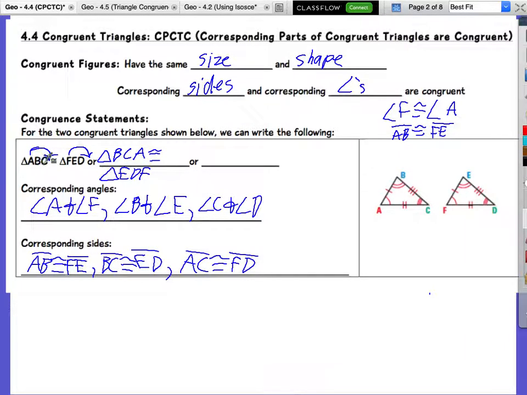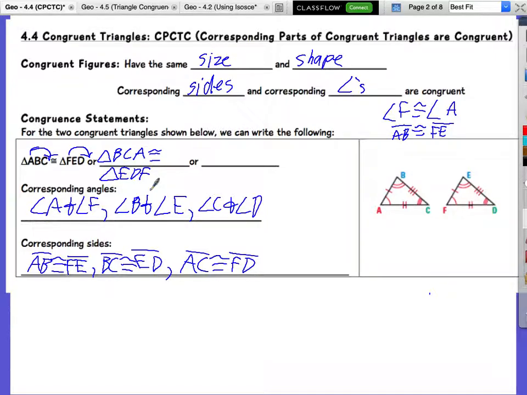Because the second one is C, which corresponds with E, or D, excuse me, D has the second. And then A corresponds with F, so they have to be last as well. So you put them in order of which they correspond. The order of the second one is dictated by the order of the first. You can put the first one in any order, but the second one has to match it. So it's put in order of corresponding.